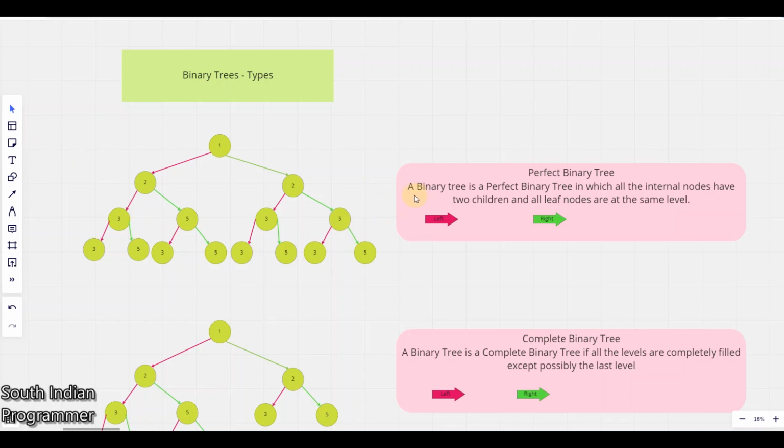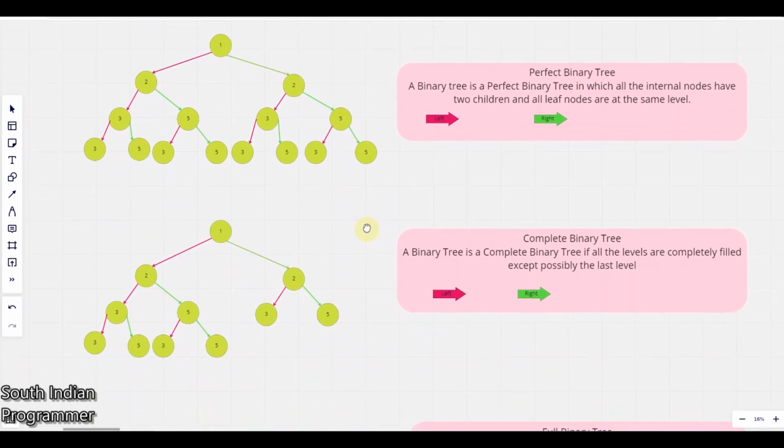Formally we can state a perfect binary tree is a binary tree in which all internal nodes have two children and all the leaf nodes are at the same level. In this perfect binary tree, you can see all these internal nodes are filled and have two children, and the last level, the leaf level, is all at the same level. So this can be called a perfect binary tree. Here you can see all these nodes are filled, so that's the reason it's perfect.